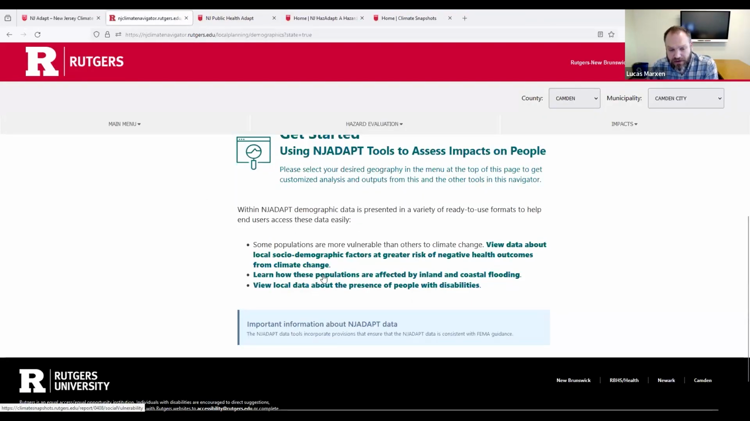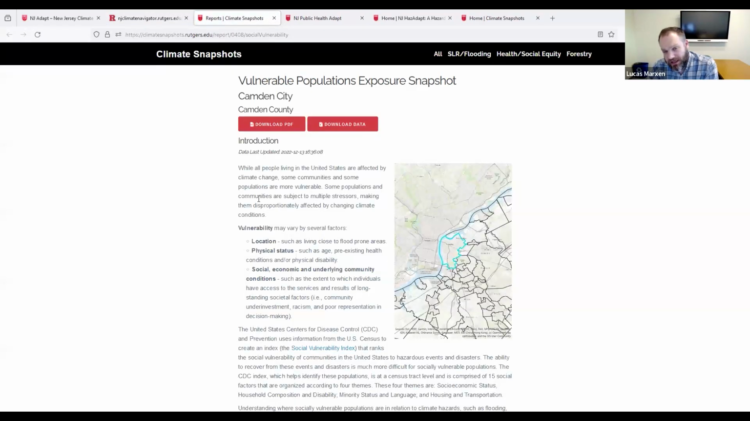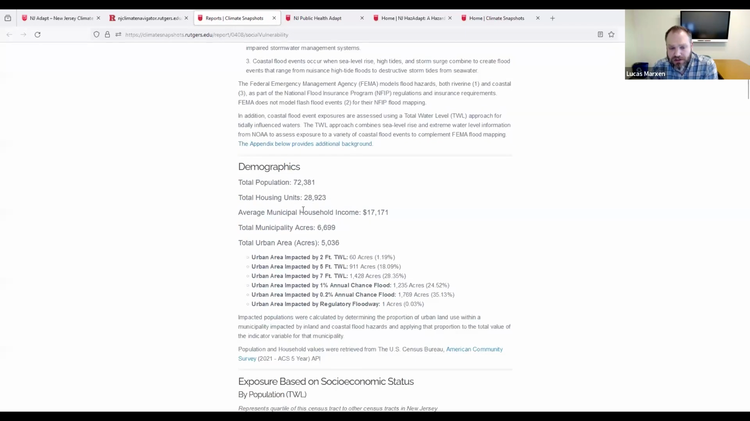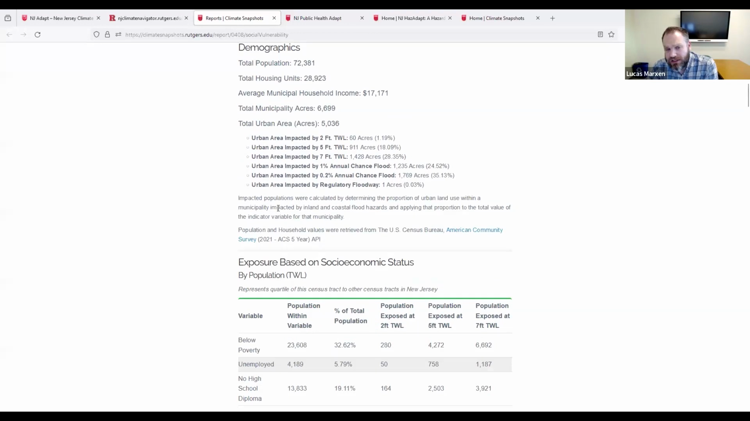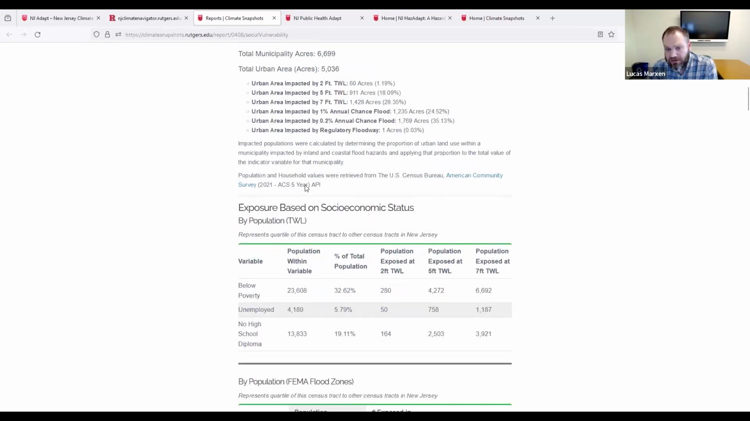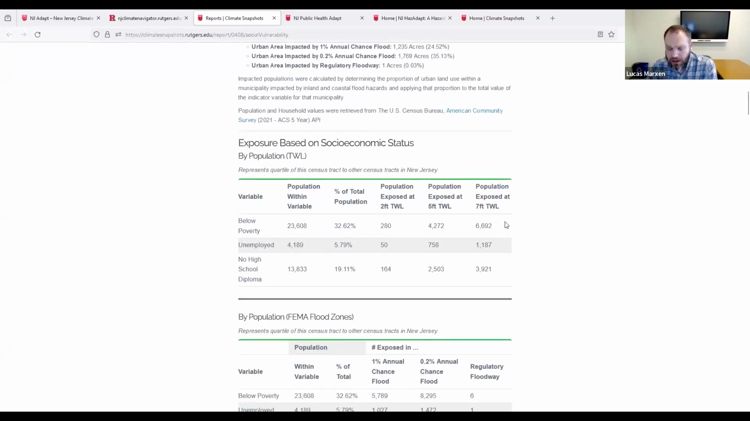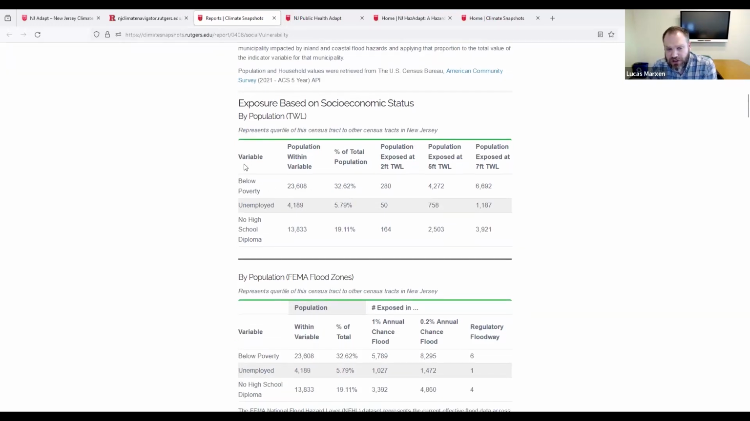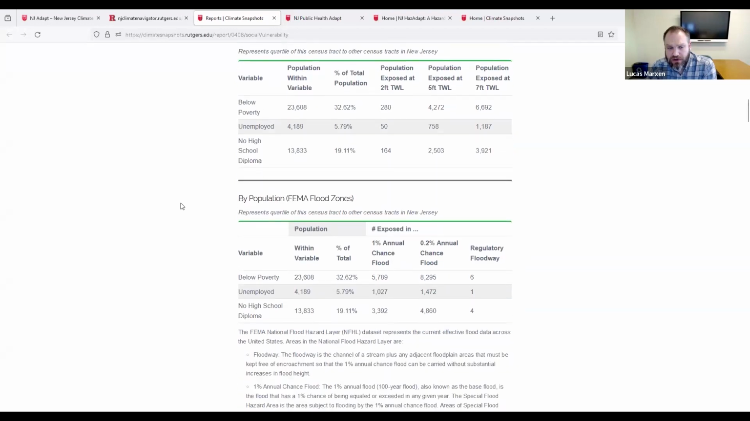We also have some information on learning how these populations are affected by inland and coastal flooding. This takes you out to our climate snapshot that specifically looks at socially vulnerable populations. So this is an analysis that looks at the urban area within each of the municipalities or the counties within the state and looks at how much of those urban areas are impacted by different flood events and uses that data to try and estimate the population that would be exposed under each of those. And this is actually using data that's from the CDC Social Vulnerability Index. You can see it's broken out by those categories, by some of the individual variables.